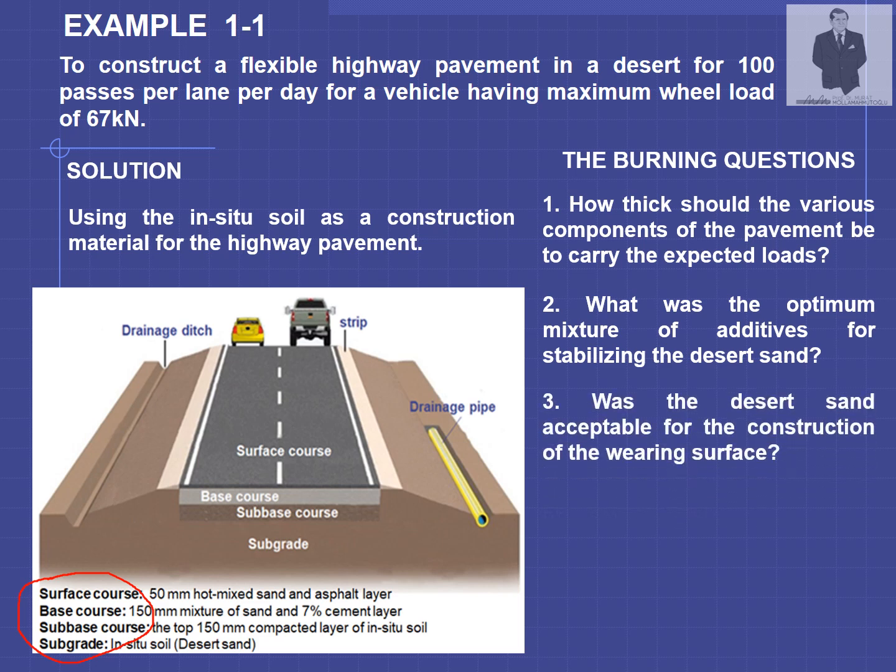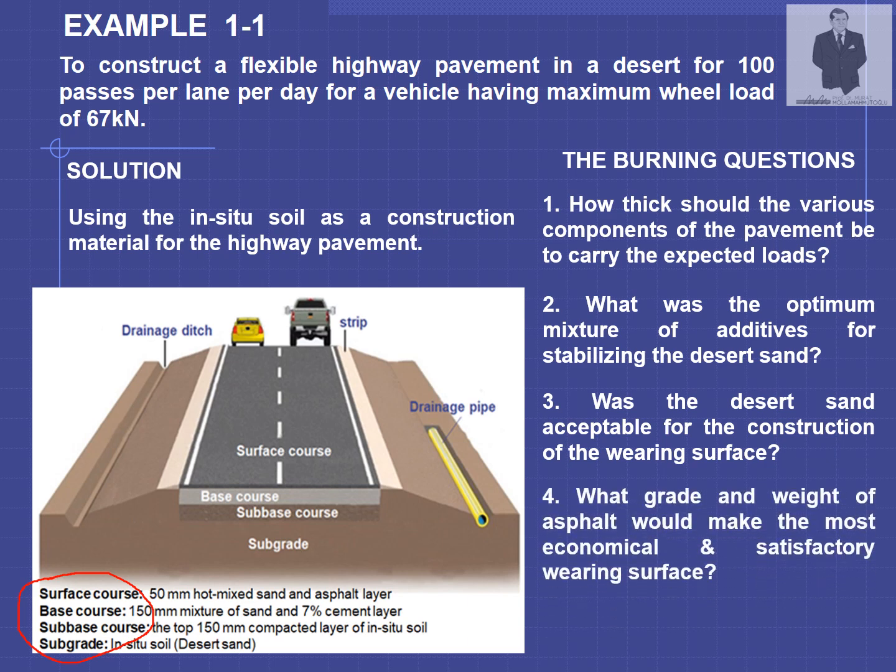The third question, was the desert sand preferable one for the construction of surface course? And the fourth question, what grade and weight of asphalt would make the most economical and satisfactory surface course? Finally, what type and how much compaction effort should be utilized? That's it. Let us move to the next slide.